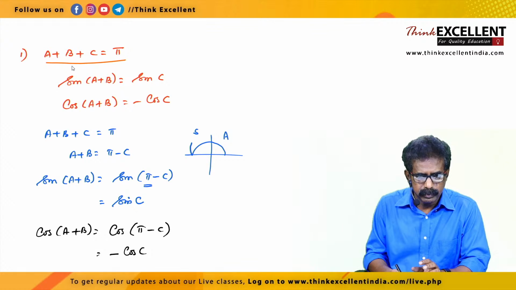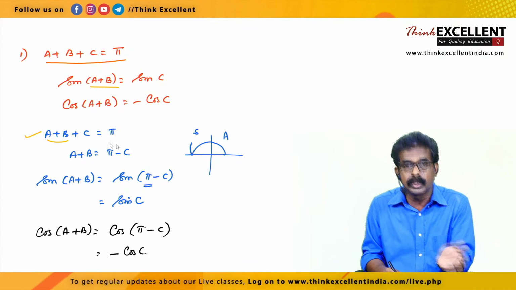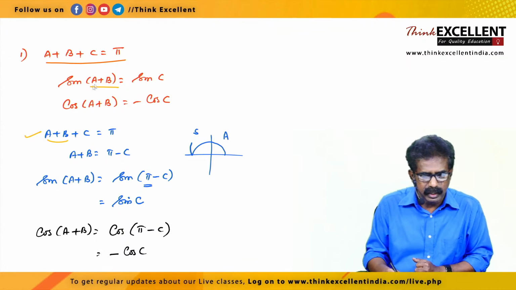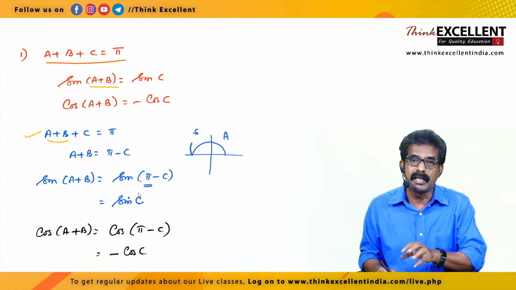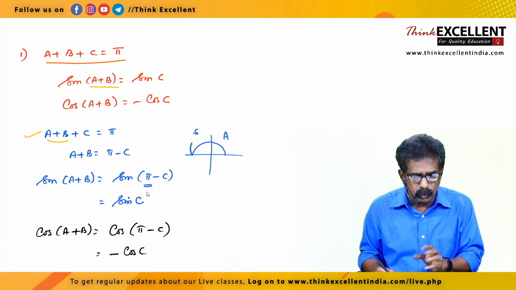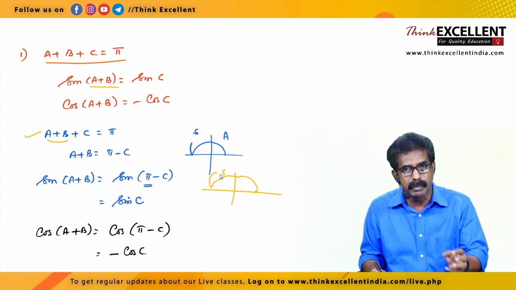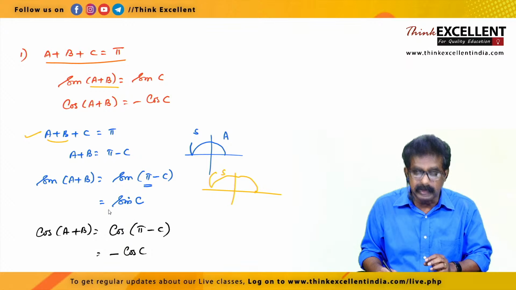See, A plus B plus C equal to pi. We want A plus B. So take A plus B, take C to the right side. Then A plus B equal to pi minus C, right? Take sin on both sides. Then sin A plus B equal to sin pi minus C. Pi means 180, right? 180 minus C. See, 180, 0, 90, 180 on the line. It is in the second quadrant, sin is positive. This we taught in the first class, right? So its sin is positive.